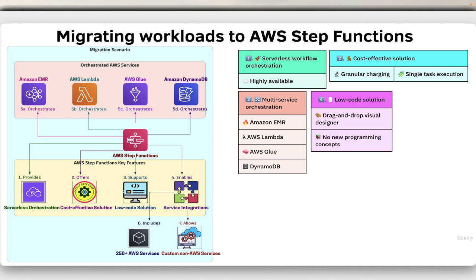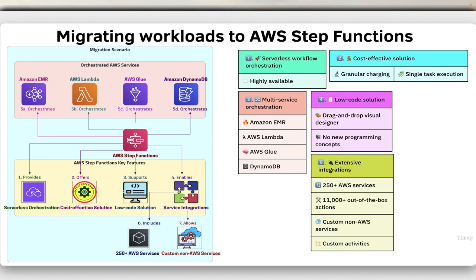Fourth, you are looking for a low-code solution that comes with a drag-and-drop visual designer for workflow creation and does not require learning new programming concepts. And lastly, if you are looking for a service that provides integrations with over 250 other AWS services covering over 11,000 actions out of the box, as well as allowing integrations with custom non-AWS services and activities. So this is the second option, Step Functions.